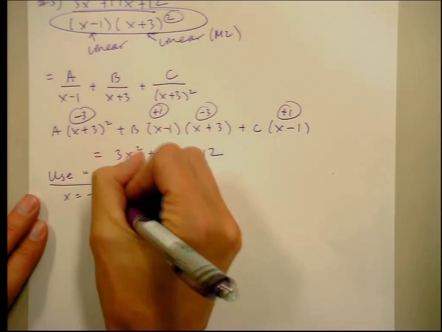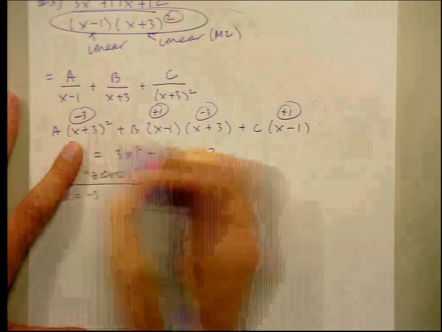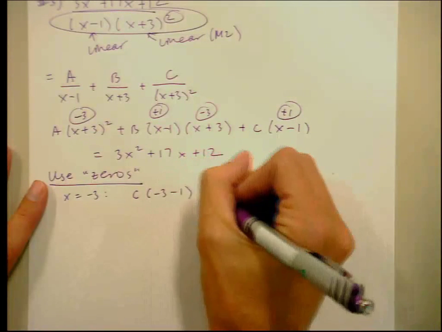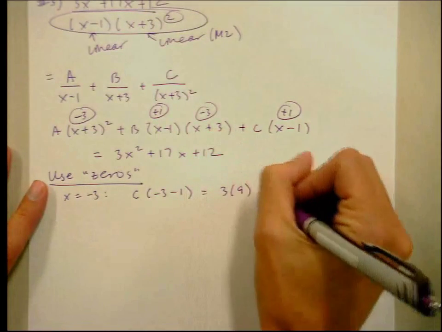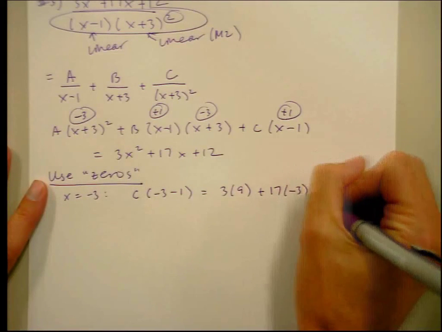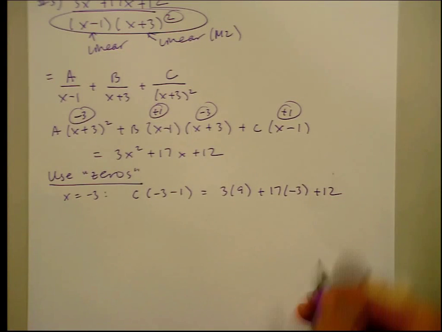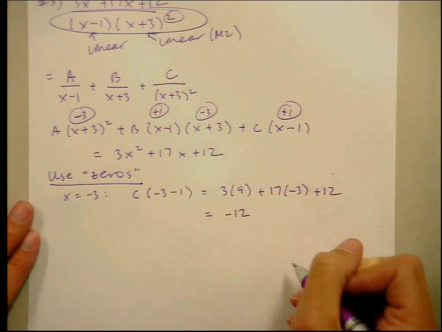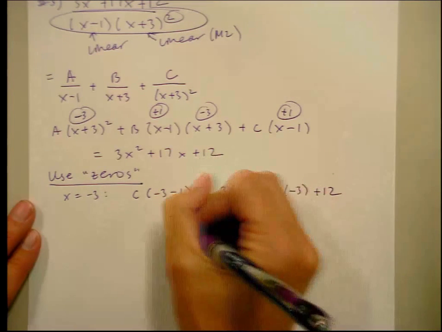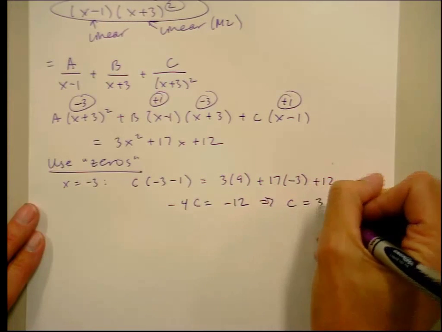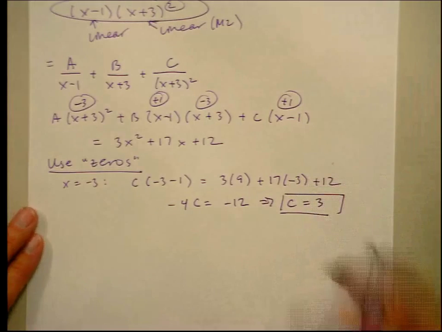So when x equals negative 3, I'd lose the A times 0. B is multiplied by a 0 as well. So I get C times negative 3 minus 1. On the other side, I get 3 times 9 plus 17 times negative 3 plus 12. So if I run that into my calculator, I get negative 12 on this side, and C times negative 4, so negative 4C on that side. Then that tells me that C is equal to 3. So there's one of my values.